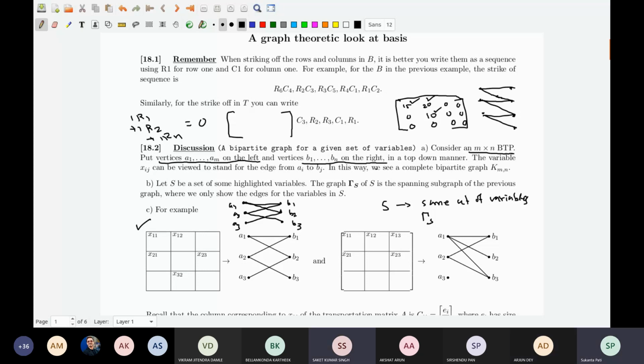Excuse me, sir. What is the meaning of spanning subgraph? Gamma S is the spanning subgraph of the previous graph, of the K_MN. Spanning subgraph means it is a subgraph that has all the vertices. So this K_MN is the complete bipartite graph. Gamma S just has all the vertices and a few edges. Just like a spanning tree: a spanning tree of a graph basically means all the vertices are kept and many edges are deleted. All that is remaining is a tree. Oh, okay.